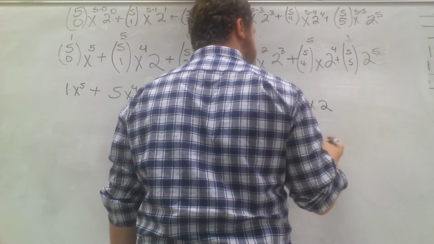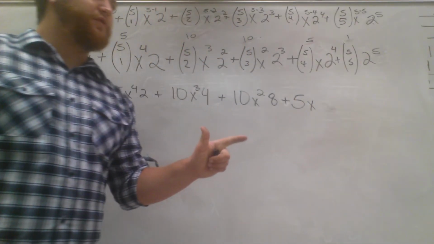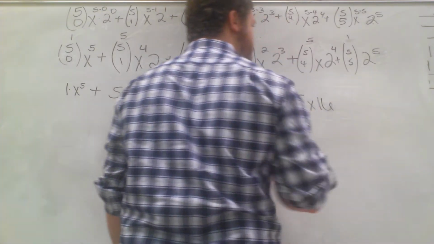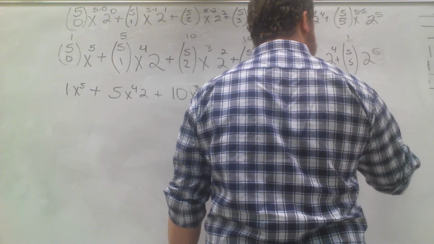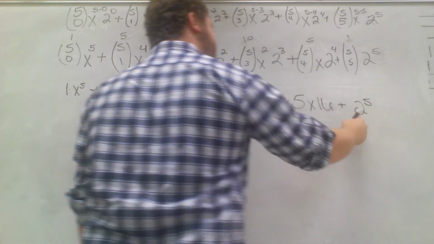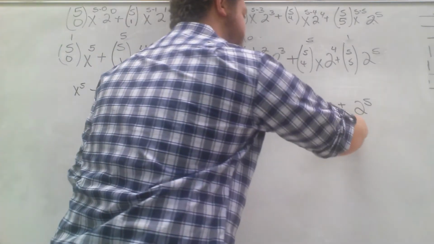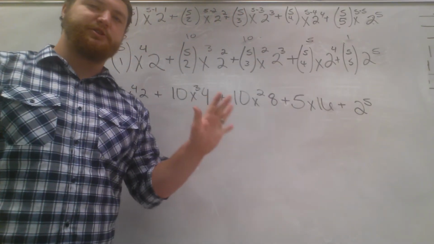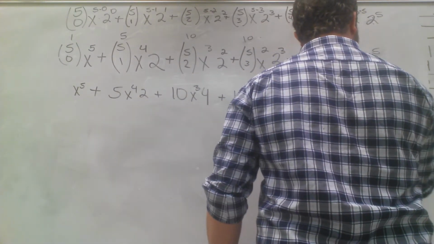5x, 2 to the 4th. What's 2 to the 4th? 2 times 2 is 4, times 2 is 8, times 2 is 16. Okay? And last but not least, 1 times 2 to the 5th. Do I need to put a 1 in front of there? No. Do I need to put a 1 in front of here? No. But let's simplify our 2 to the 5th. 2 times 2 is 4, times 2 is 8, times 2 is 16, times 2 is 32. Let's erase that and put a 32.